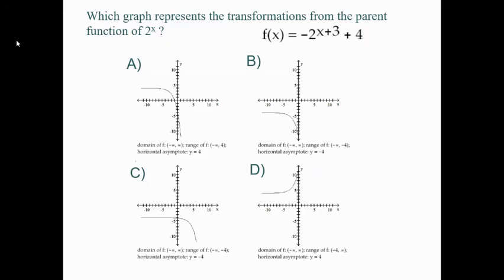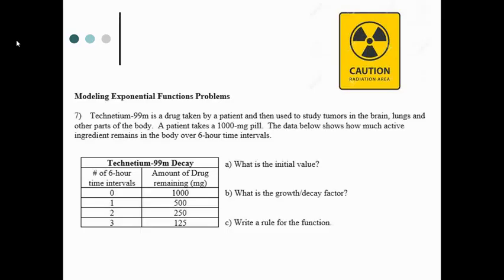Which graph represents the transformations from the parent function of 2 to the x? Look carefully. That's right, it's B. B reflects all the transformations accurately. All right, now we're going to take a look at how to use exponential functions to solve problems.